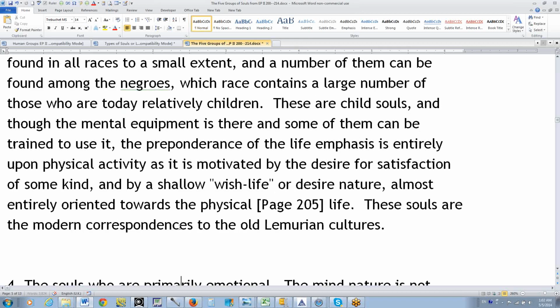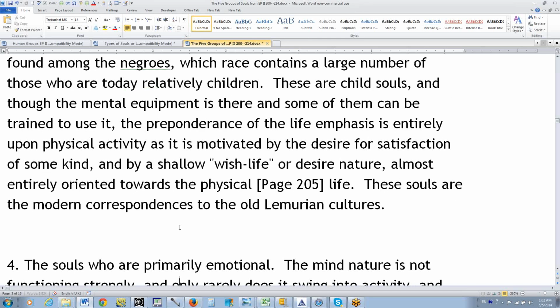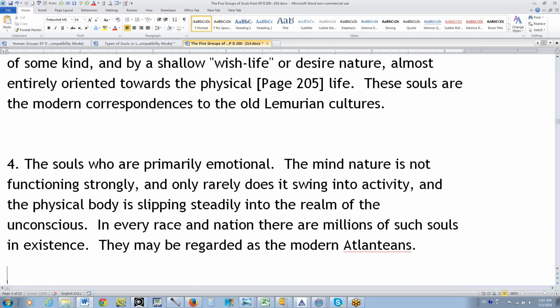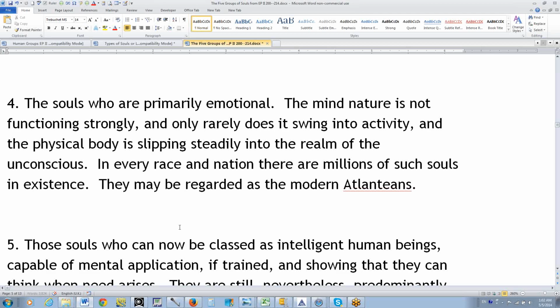So, the first two didn't even make it as far as, let us say, the more developed Lemurian cultures. Remember that discipleship was achieved in later Lemurian days by some. Number four, the souls who are primarily emotional. The mind nature is not functioning strongly, only rarely does it swing into activity, and the physical body is slipping steadily into the realm of the unconscious. In every race and nation there are millions of such souls in existence. They may be regarded as the modern Atlanteans.